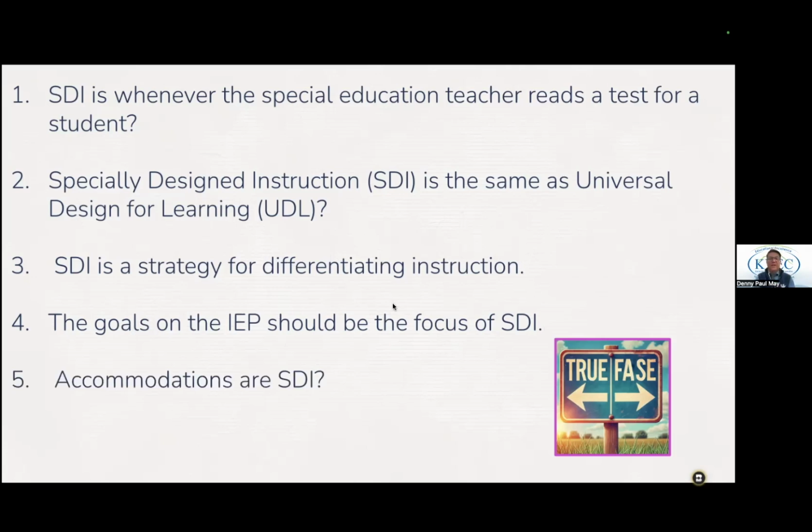And of course, accommodations are not SDI. So we kind of just checked for understanding there, to let you have something to think about and to get in your mind what specially designed instruction is and what it's not.